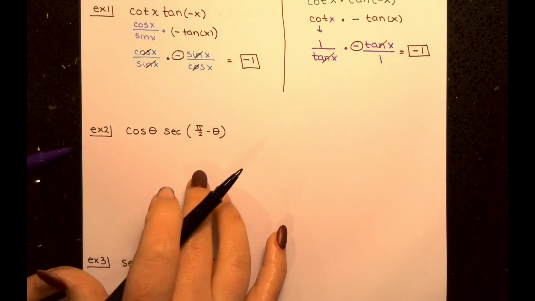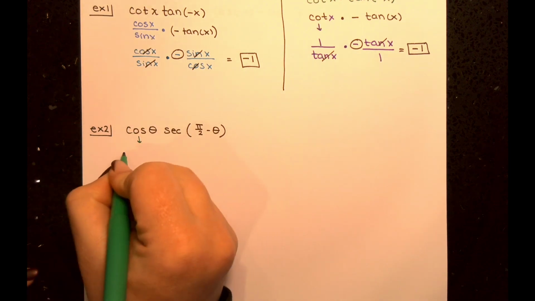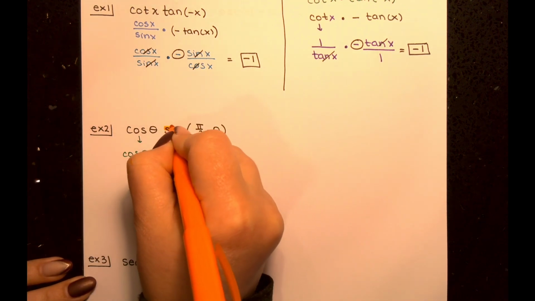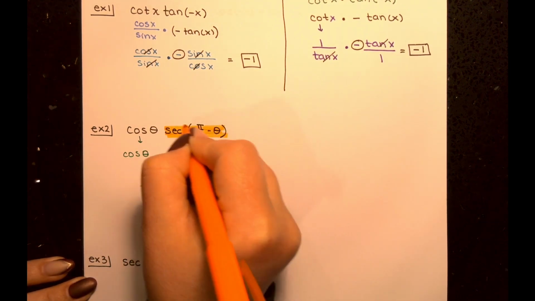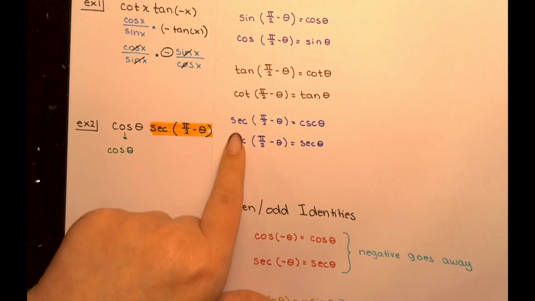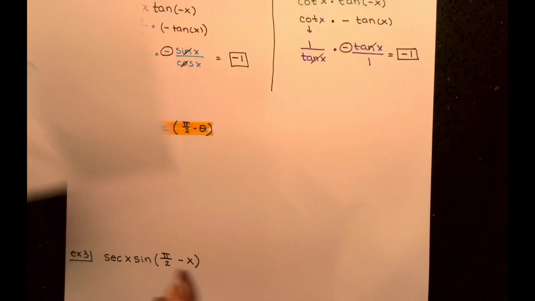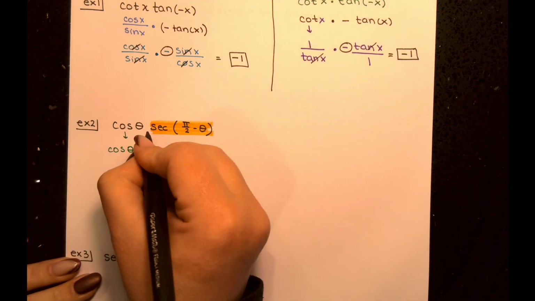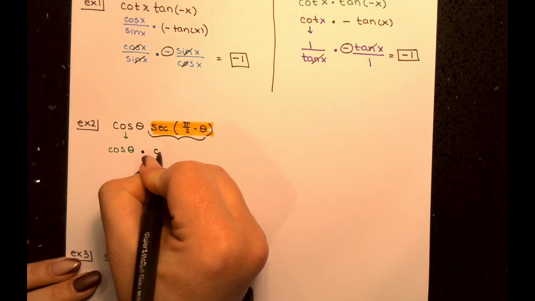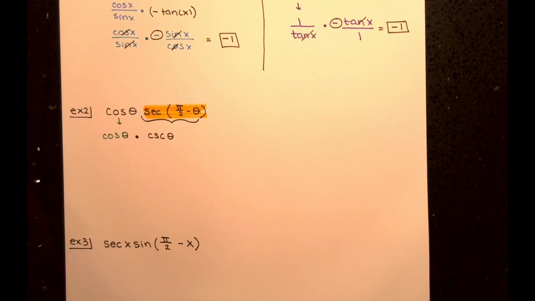Okay, so here is the cofunction example. We have cosine, so we're going to bring cosine down. Nothing to do there. And then we see this weird looking thing: secant of pi halves minus theta. So we go into our little bucket of knowledge. Secant of pi halves minus theta is equal to cosecant of theta. So that means that all of this becomes cosecant of theta.